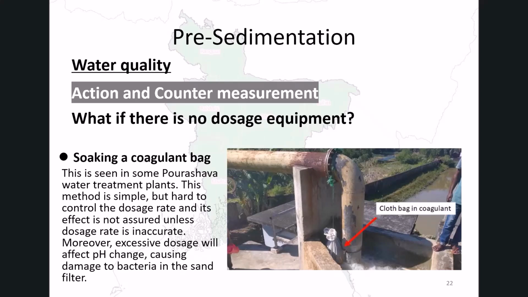However, it is predicted that there is no dosing equipment at the sedimentation tank. In that case, we still have a solution, that is to put a coagulant bag at the inlet socket. But the dosage is very difficult to control. The effect depends on water movement and contact time, which are not stable conditions. If the dosage is too high, pH may change and harm the biological layer in the filter. If too low, turbidity is not sufficiently reduced. This method is easy to apply but unreliable for proper control.